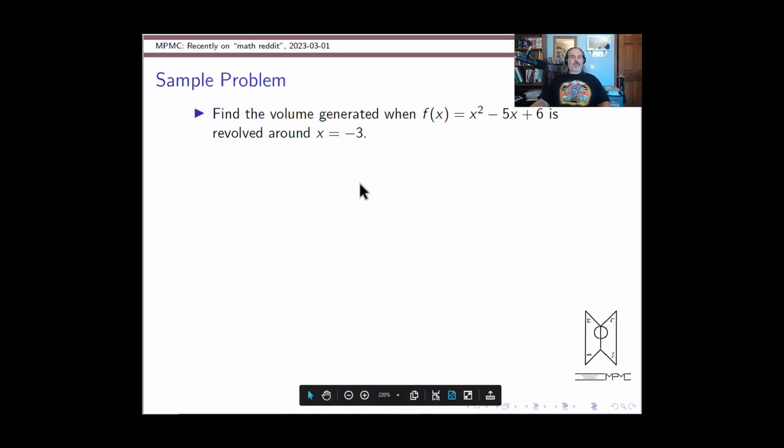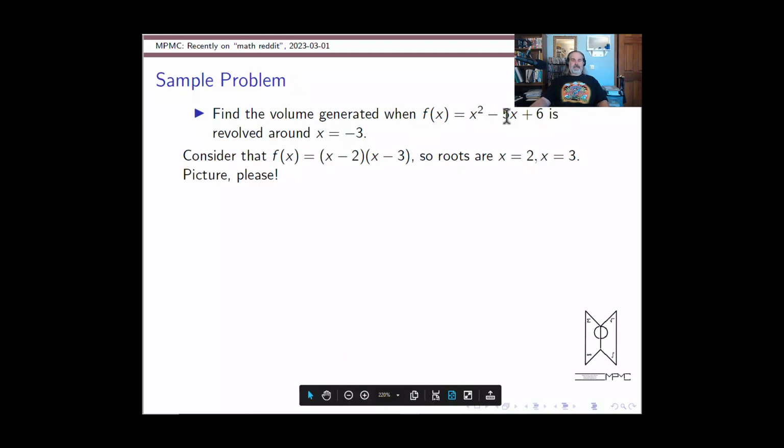So here's a sample problem. We're going to find the volume that's generated when x squared minus 5x plus 6 is revolved around x equals negative 3. Now, how do we draw this? Well, I made this up so it's easily decrypted. This is a parabola. It can factor as x minus 2, x minus 3, I hope. And the roots, therefore, are x equals 2 and x equals 3.